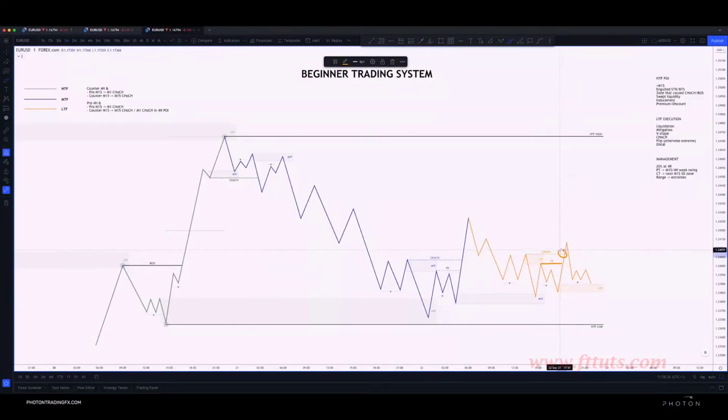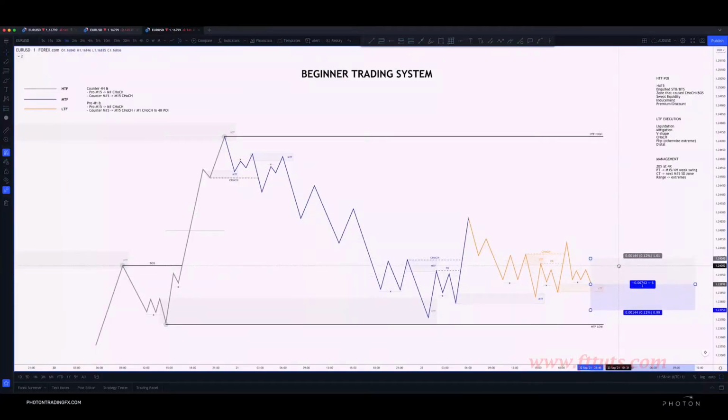But then we also get the change of character. So we get the chock and the flip, and that's even more higher probability. Now we are ready to look to enter and set our entry order. So where are you going to set it? Are you going to set it on the distal, the EQ? Is it going to be dependent on, if you have a fixed stop loss?